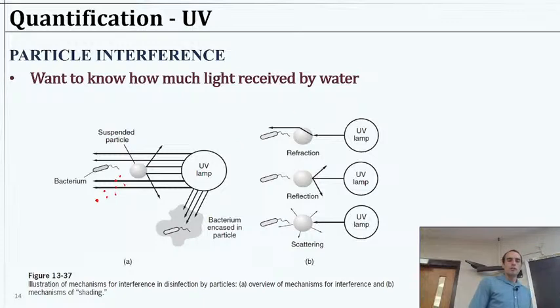The other thing to note is these particles in particular can cause reflection, can cause refraction, meaning just kind of scattering the light, changing the light a little bit. So particles can be a big issue. So we, just like with chlorine, we tend to try to filter out particles before we treat with UV.